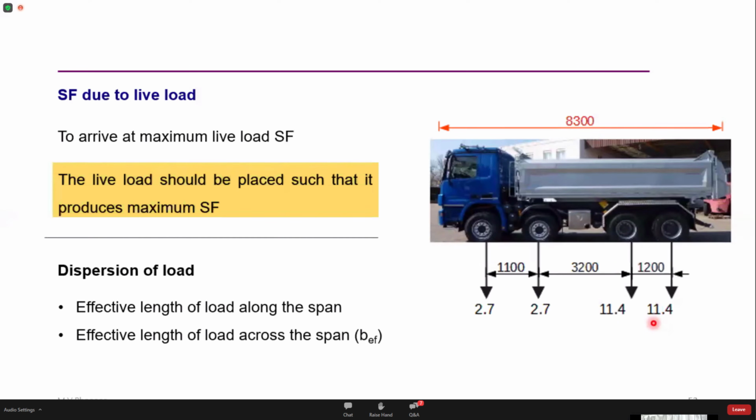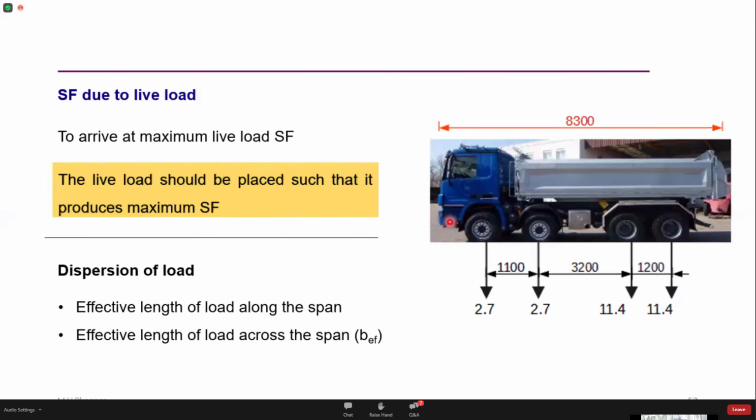Now things get interesting when we move on to the shear force due to live load. Let's try to understand what exactly we are doing here. We are trying to find the bending moment and shear force for a slab culvert for IRC class A loading. This is how the vehicle looks. The total length of this vehicle is 8.3 meters and it has 4 axle loads transmitting loads of 2.7, 2.7, 11.4 and 11.4 ton respectively. For this loading configuration, I have to calculate the maximum shear force.